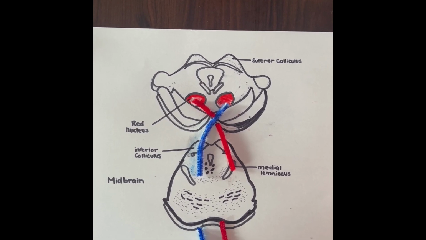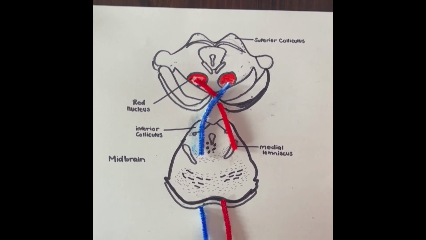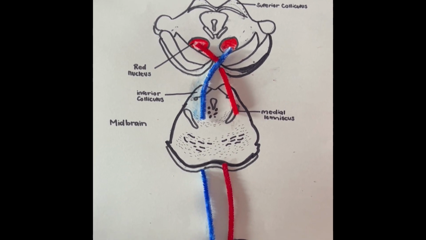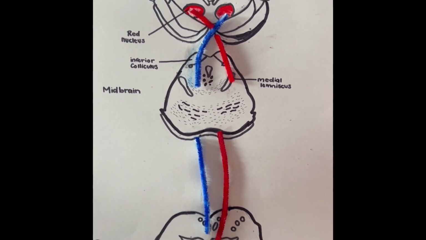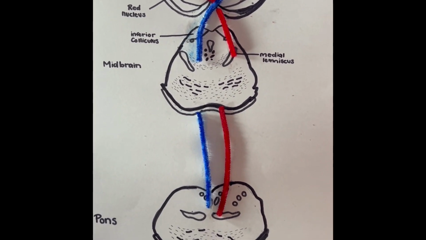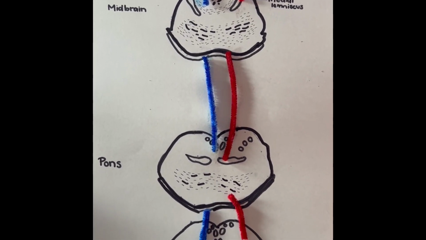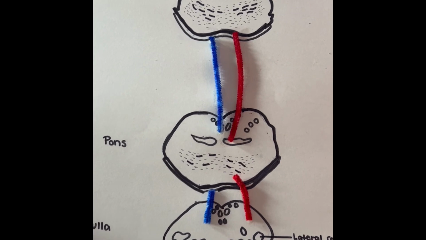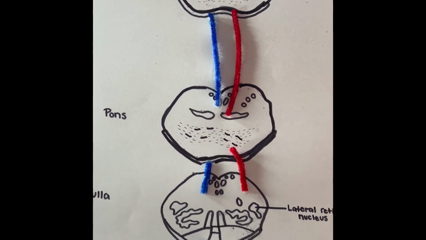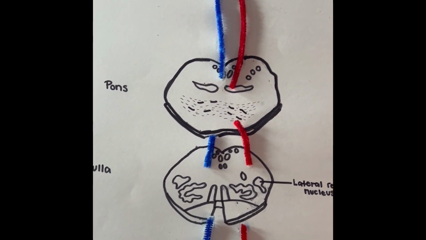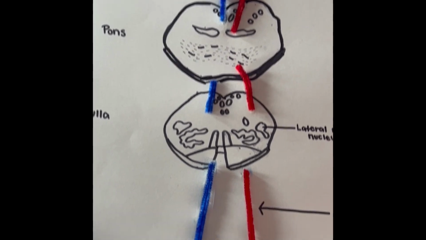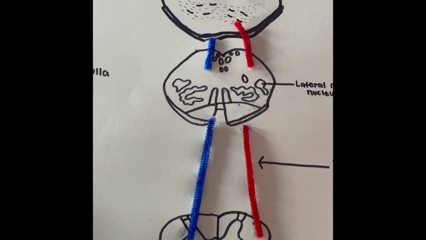There are several functions for the rubrospinal tract. The main function would have to be motor control. It is particularly involved in the regulation of upper limb flexor muscles. The rubrospinal tract helps facilitate voluntary movement, thus contributing to the control of fine motor skills. These skills would include anything such as writing on a piece of paper or playing an instrument.